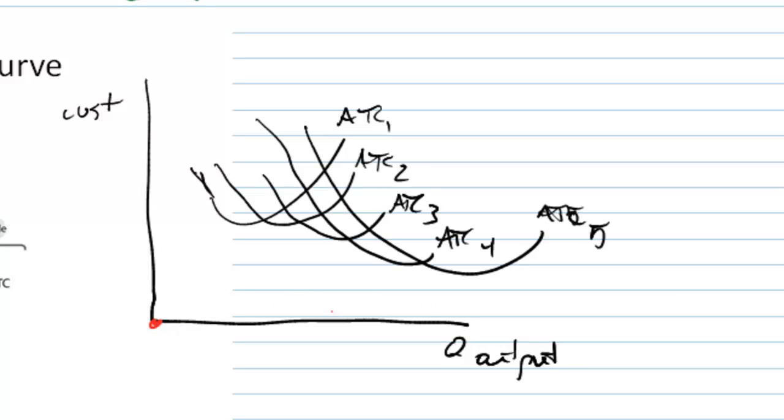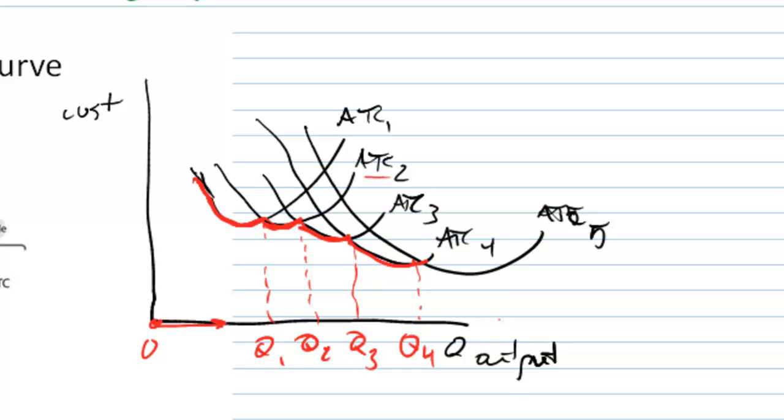It looks a little bit sloppy right now, but I think you'll get it. Watch this. If we go all the way from 0 to here, let's call this Q1, we're best off with 1 machine. That's the lowest average total cost we can get. From here to here, Q2, we're best off with 2 machines. I'm tracing the ATC2 as the lowest option there. From there to Q3, 3 machines. From there to Q4, 4 machines. And from Q4 on, we're best off with 5 machines.